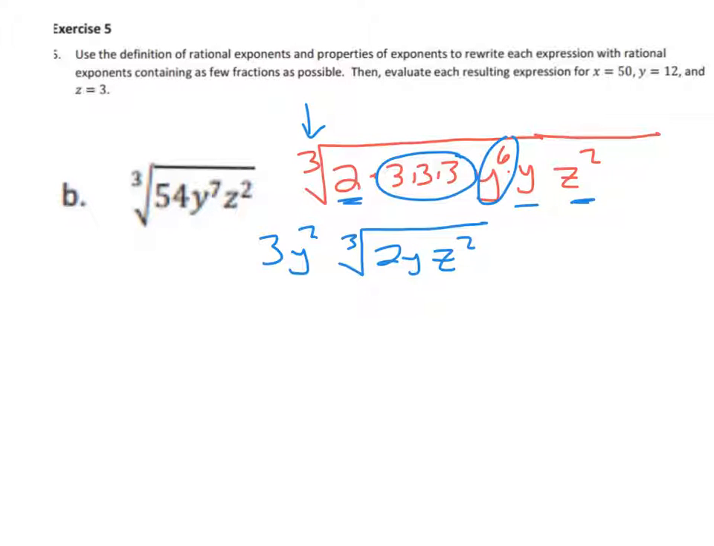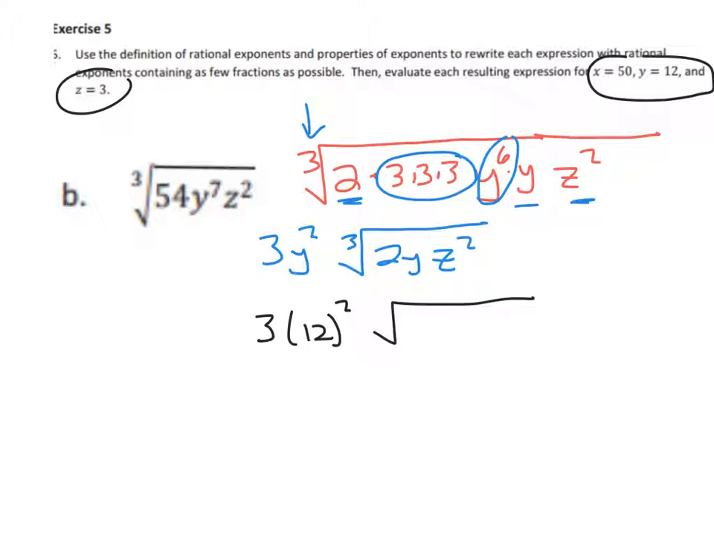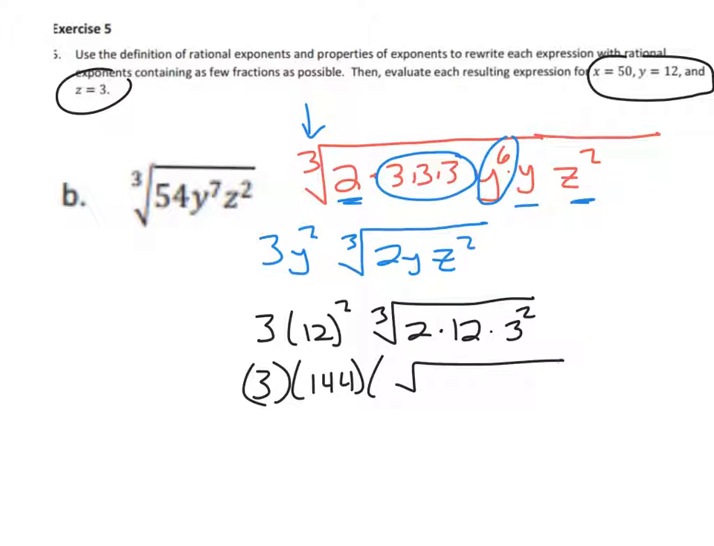Okay, so now that's as simplified as it's going to get. Now let's do what they said back here, which is to plug these numbers in. So I've got 3 times y squared, y is 12, so that's 12 squared, times the cube root of 2 times y is 12 times z is 3, and it was z squared. So I've got 3 times 144 times a cube root of, let's do 2 times 12 is 24 times 9.